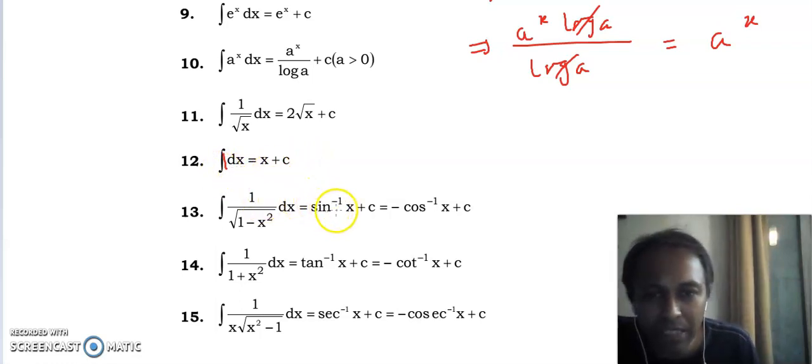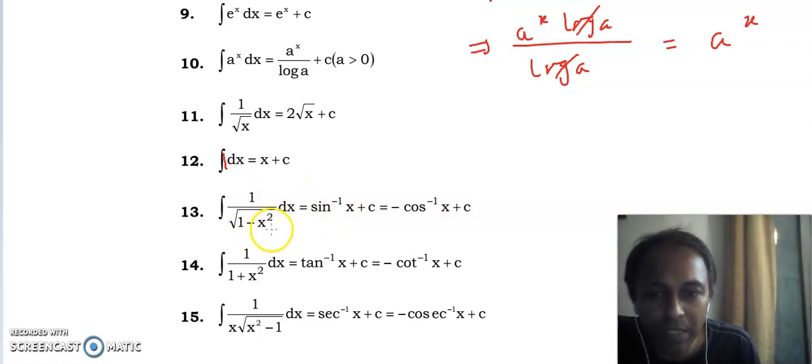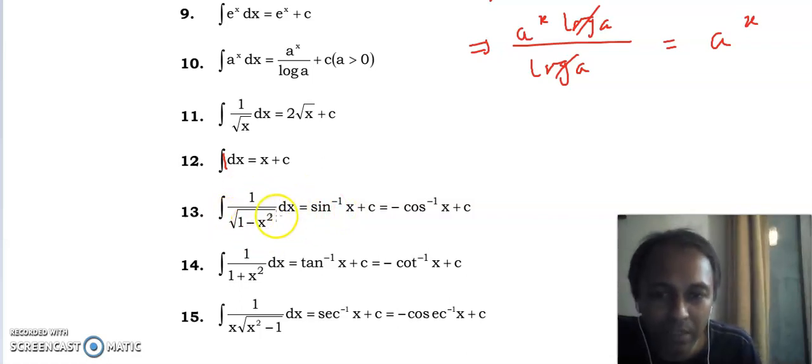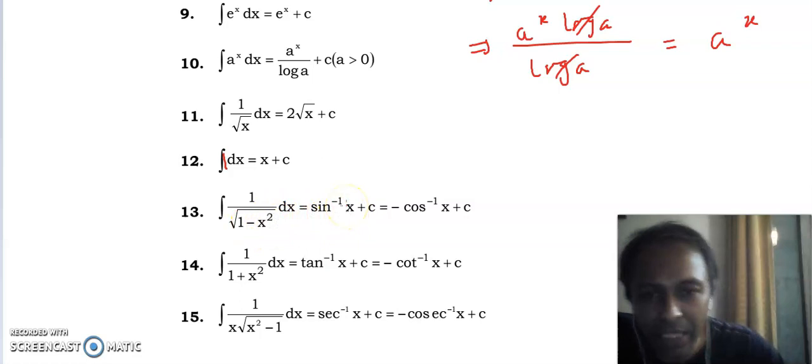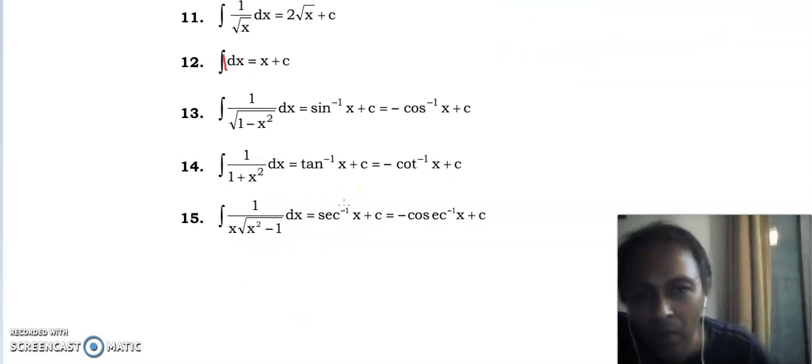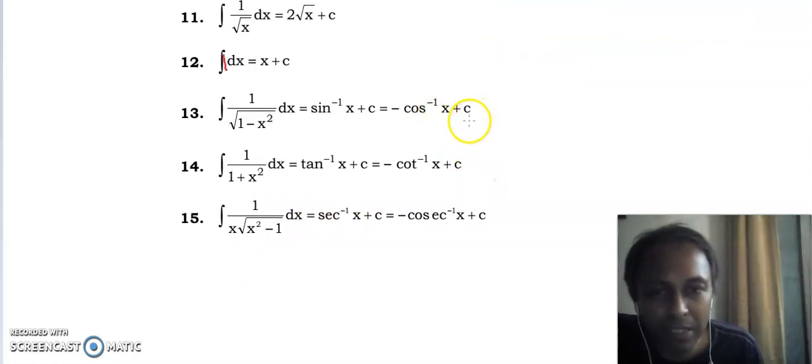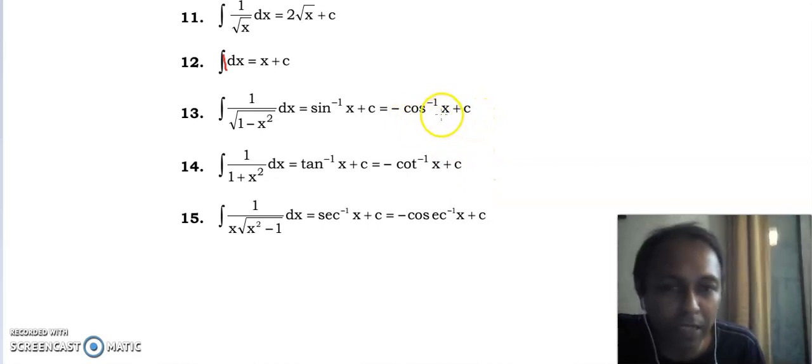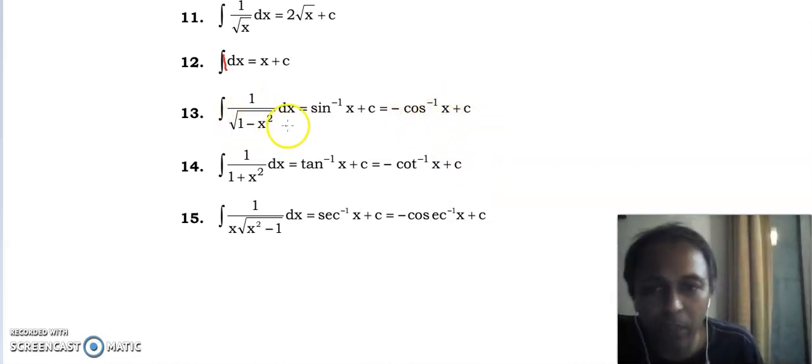Sin inverse x derivative was 1 upon root 1 minus x square. Hence the integral of 1 upon root 1 minus x square is sin inverse x plus c, or minus cos inverse x plus c. As you know, the derivative of minus cos inverse x will be positive 1 upon root 1 minus x square.